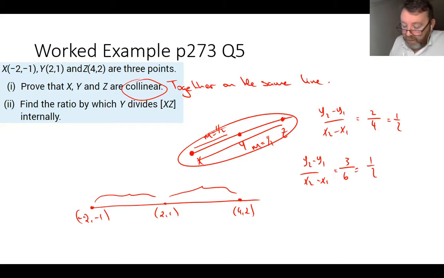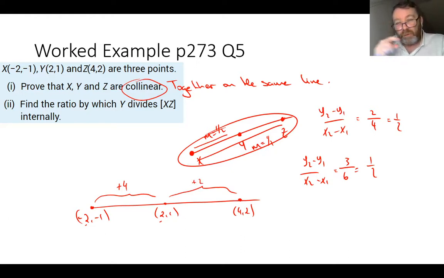So you just pick x or y to deal with. So let's see. Minus 2, this x value, becomes 2. That's an increase of 4 units between those two x's. Here, 2 goes up to 4. That's only an increase of 2. There's your ratio. Your ratio is 4:2.